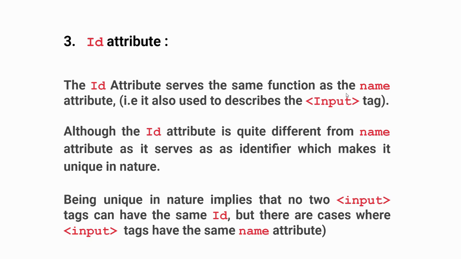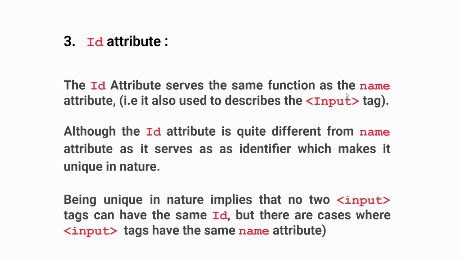He could just say within the input tag that the name attribute is equal to name. He could also do that in the second input tag, which is for the last name. So the input tag for the first name can have the name attribute of name, and the input tag for the last name can also have the name attribute of name. I mean, there are cases whereby the name attributes within the input tags are similar.